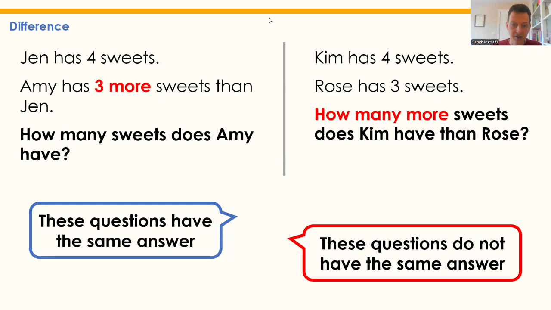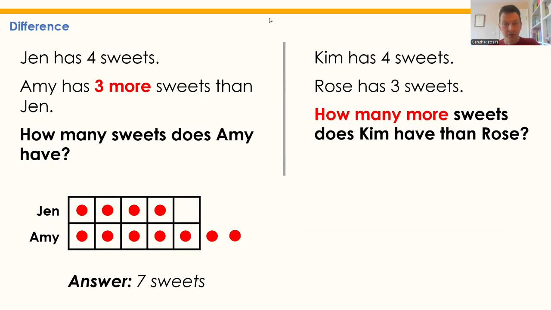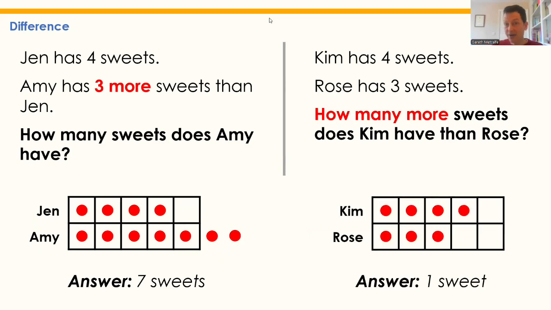And children can first of all discuss, do the questions have the same answer, or do they not have the same answer? And then we can see the solution modelled to the question on the left, the solution modelled to the question on the right, and how they're not the same. Now, of course, what this really highlights is the difference between 3 more and those keywords in this instance, how many more? And it's the comparison of the 2 questions that really highlights that.